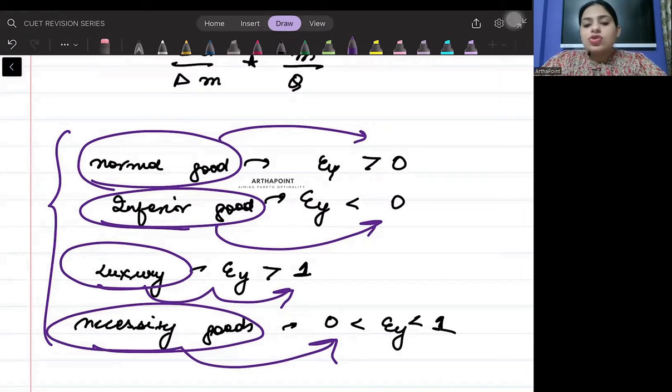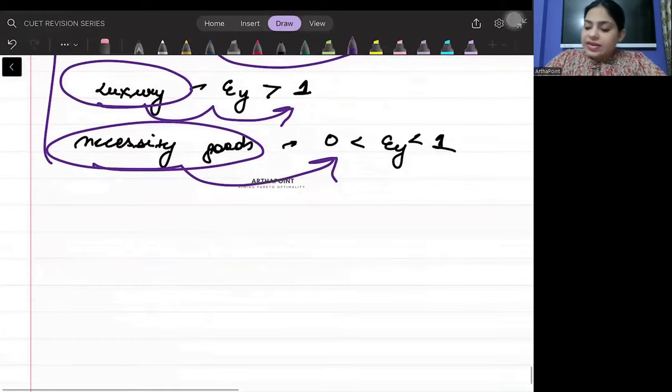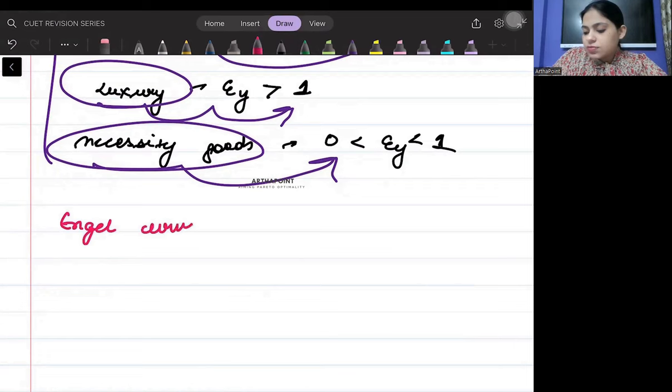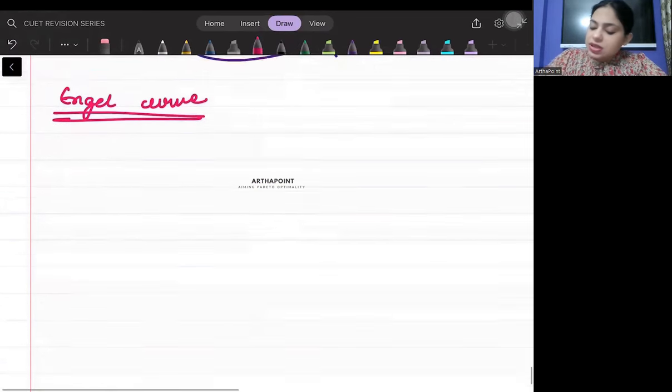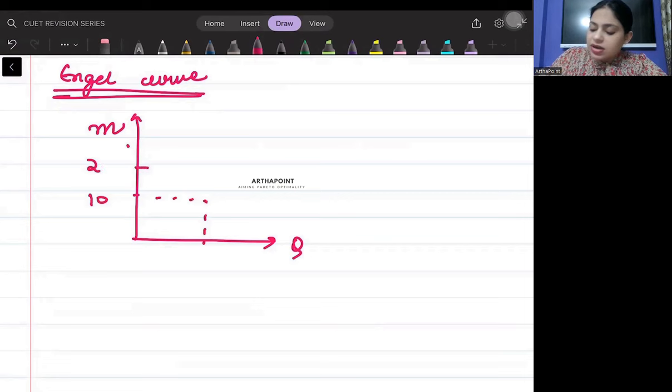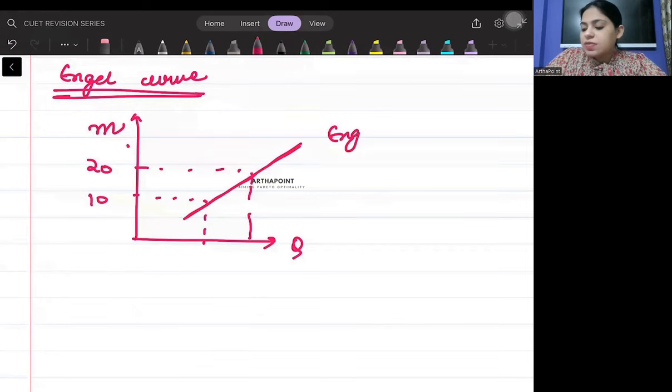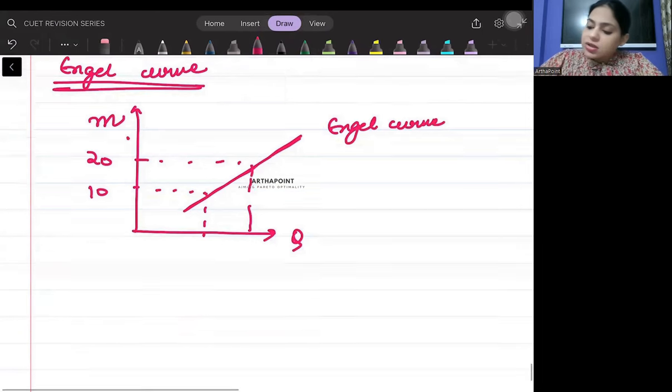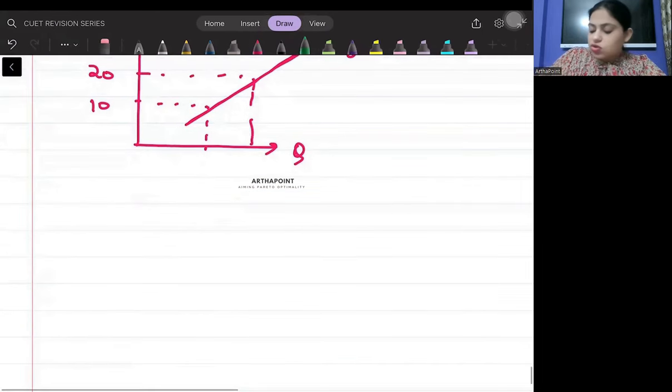Now try to also understand that there is something which is called as an angel curve. ये angel curve क्या बताता है? The relation between income and quantity. कि कितनी इनकम पे हम कितने यूनिट्स को डिमांड कर रहे हैं. The relation between income and quantity that is given by angel curve. Right beta?